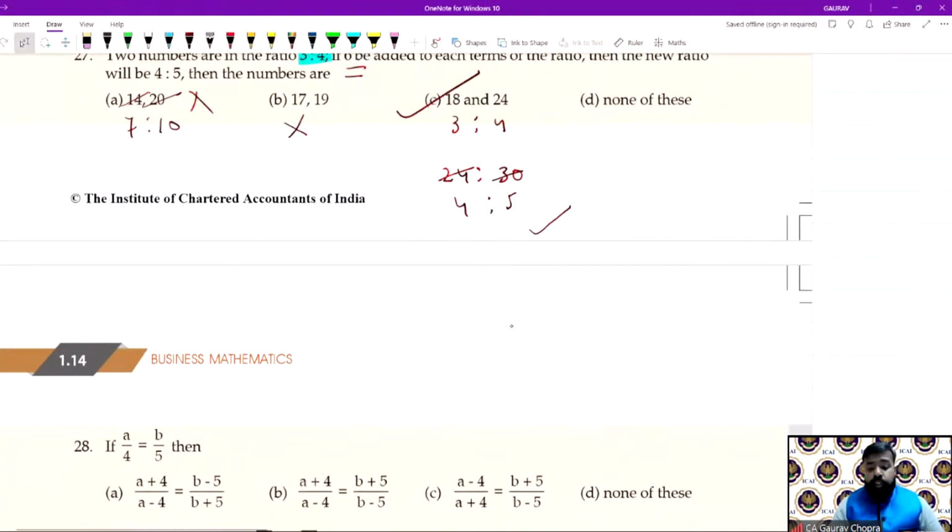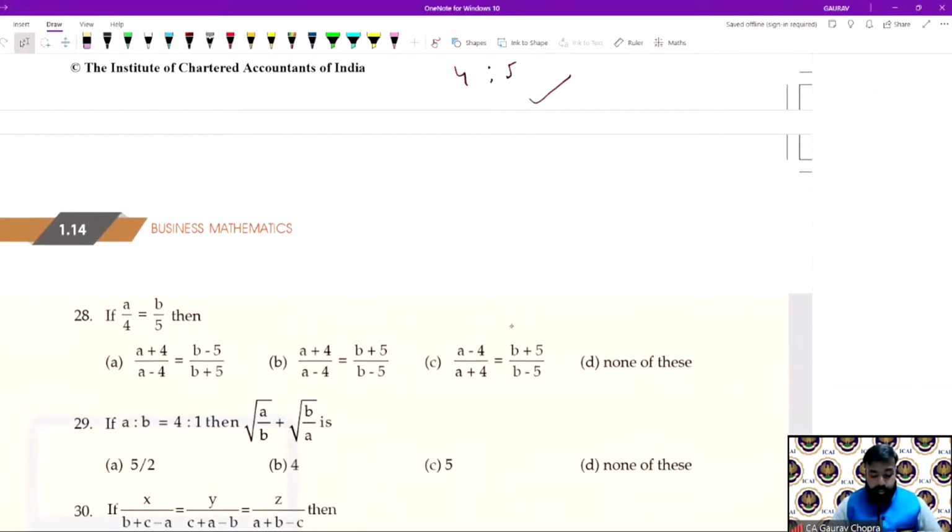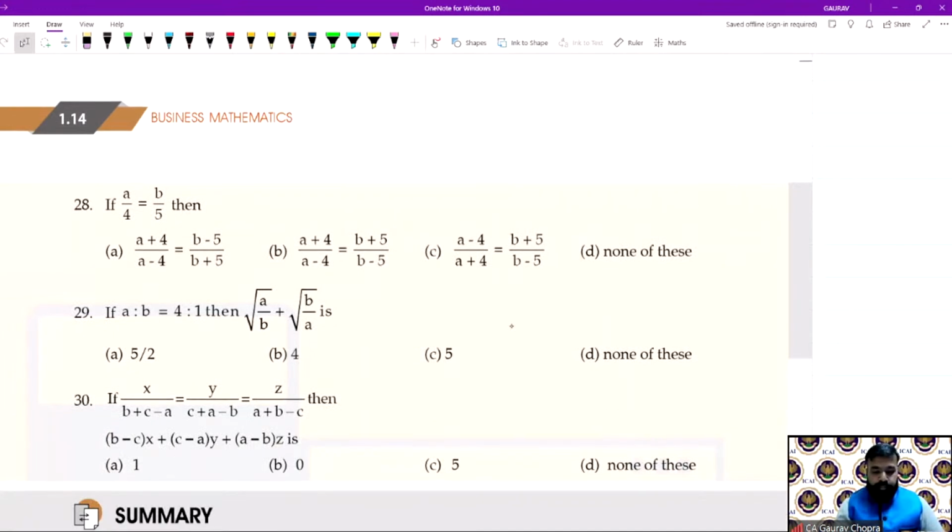Then Adishri is asking, shall we give the answer in decimal or fraction? See, as per the option, if the option is giving the answer in fraction, you can calculate in fraction. If it is converted to decimal, you can also convert into decimal. So as per the options, you can convert them.